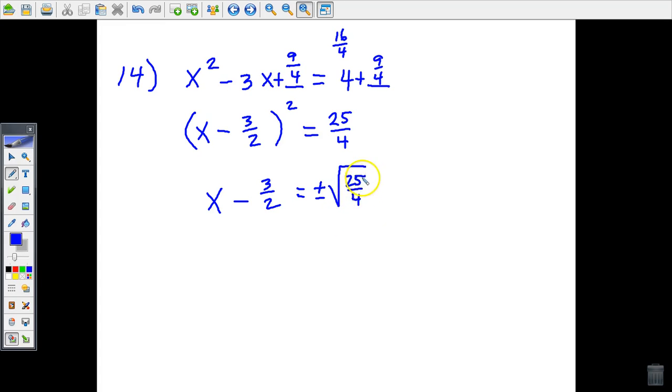Okay, but these are both perfect square numbers. 25 has a perfect square root, 4 also has a perfect square root. So just taking it one more step, simplifying the square root of 25/4, we get plus minus 5/2.